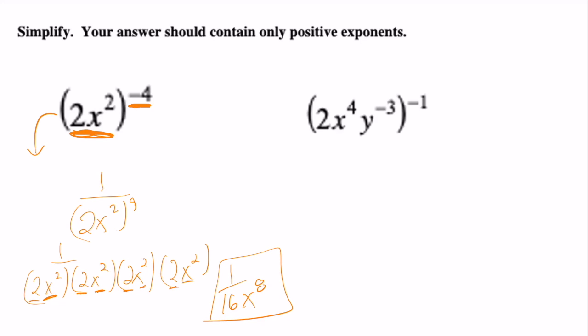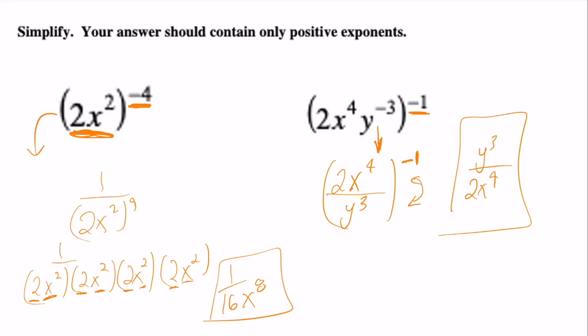Okay, this one, we have to do something before we worry about that exponent. This y to the negative 3, that has to come down. So we're going to end up with 2x to the 4th over y to the 3rd. And that whole thing is being raised to the negative 1. So now think about it. The whole thing is getting flipped. So you're going to be y to the 3rd over 2x to the 4th. And since nothing can be simplified, we're just going to leave it over there. But just again, keep in mind the order that you should do things in, right? You have to do the inner parentheses first, then you work on that exponent that's applied to the whole thing.